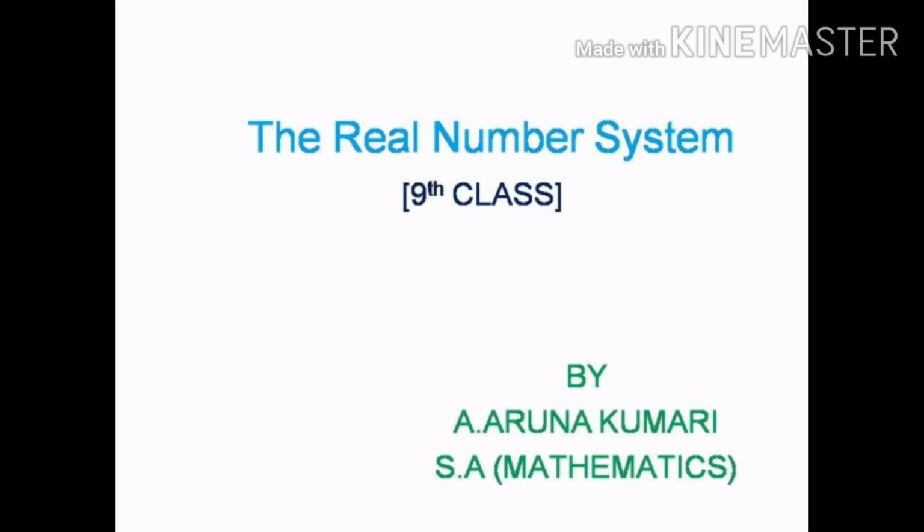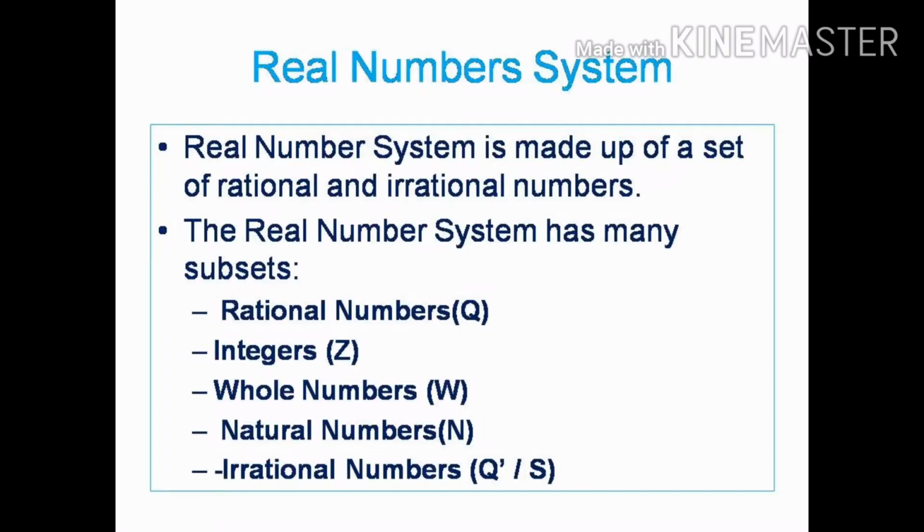Today we are going to discuss the real number system, which is the first chapter in your ninth standard. The real number system is made up of a set of rational and irrational numbers, and it has many subsets. Rational numbers are denoted by Q, integers by Z, whole numbers by W, natural numbers by N, and irrational numbers generally by Q dash and S.